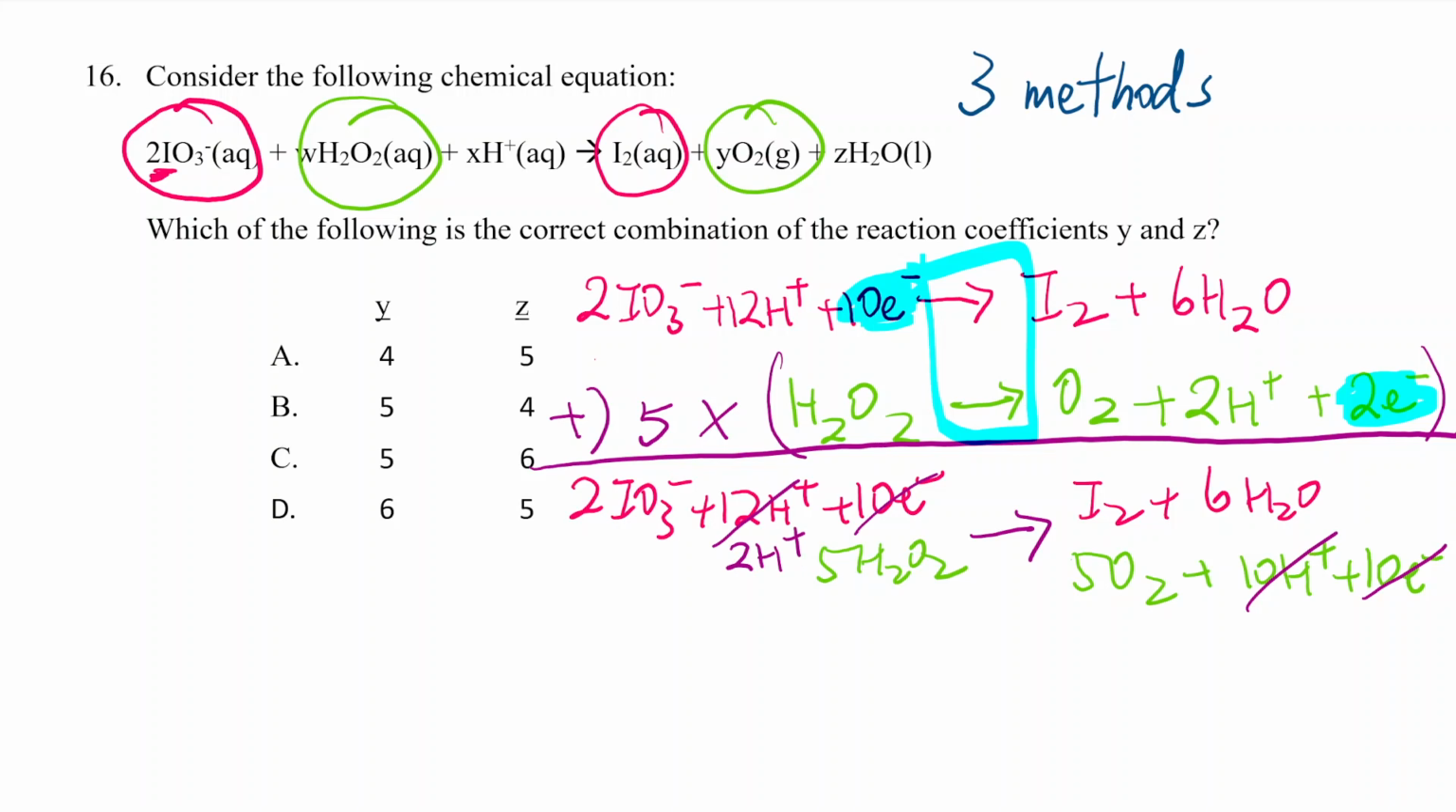It's asking us to find Y and Z. Y is the coefficient for oxygen, which is 5. So immediately I can cross out A and D because Y is 5. And then for Z, it's asking for water. Water is 6 here. So the answer is C. Okay, doing this method would be the quickest way in this question.